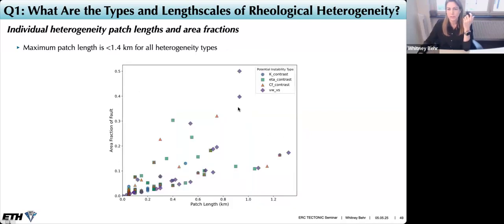Here I'm plotting just the size of each heterogeneity against the area of the fault that it occupies. And what's interesting about this plot is, even though we have up to 5 kilometers of fault exposure, we still find that the individual heterogeneous patches are never larger than about 1.4 kilometers. So we never get these heterogeneities spreading all the way across the full length of the fault. So we seem to have a length scale cap of about 1 to 1.5 kilometers or so.